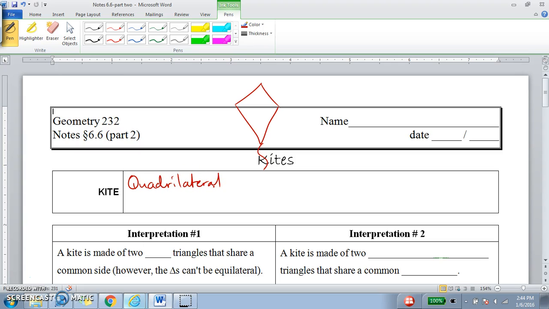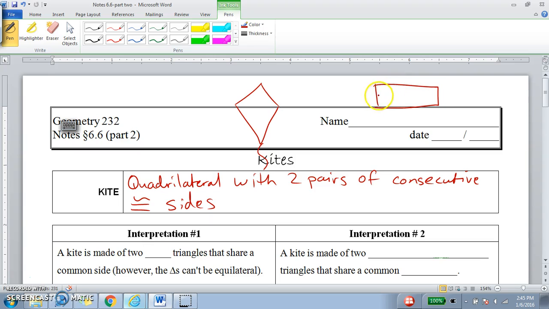is it's a quadrilateral. We've learned about a bunch of different quadrilaterals. This is the last one we're going to learn about in this chapter. So quadrilateral with two pairs of consecutive, which again means right next to each other, so two pairs of consecutive congruent sides. So unlike a rectangle or any parallelogram where the opposite sides are congruent to each other, in a kite, the consecutive sides are congruent to each other.